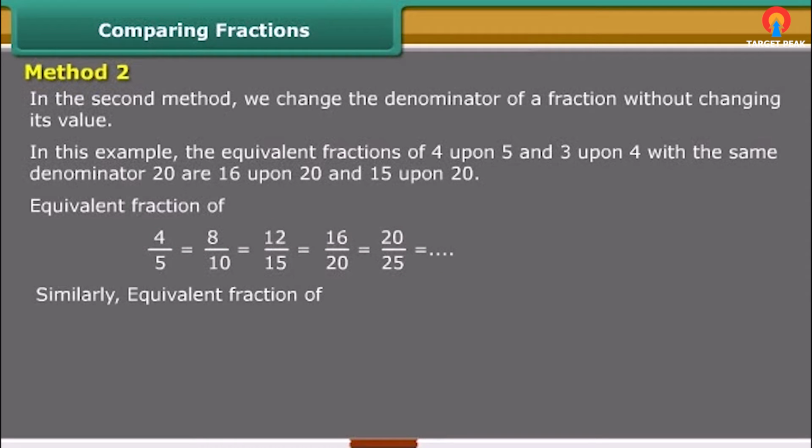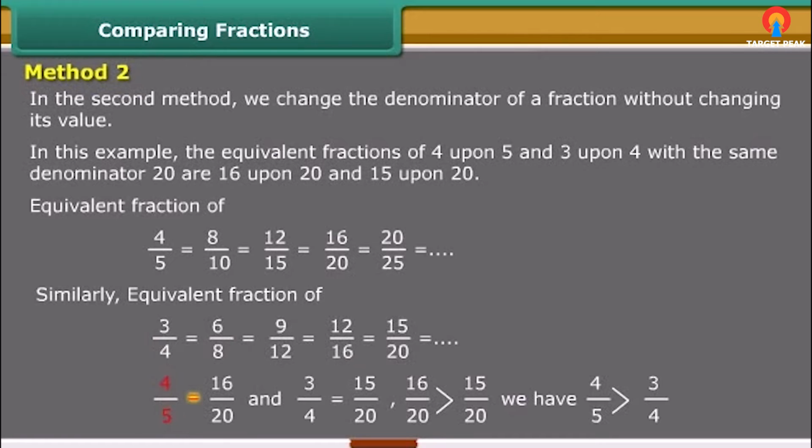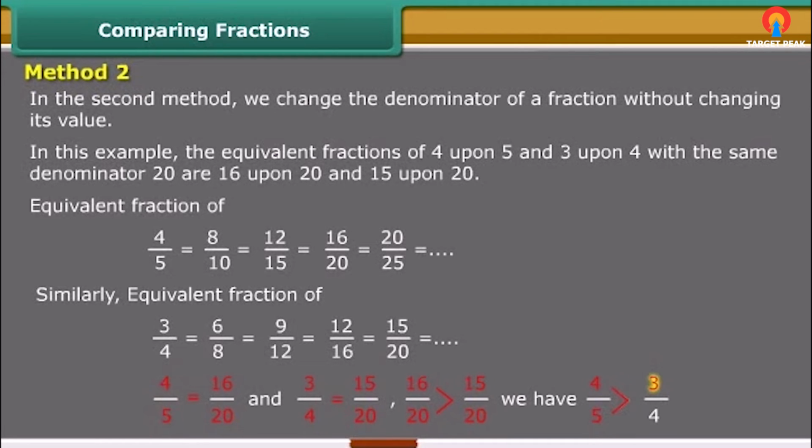Similarly, equivalent fractions of 3/4 are 6/8, 9/12, 12/16, 15/20, and so on. 4/5 is equal to 16/20, and 3/4 is equal to 15/20. 16/20 is greater than 15/20. We have 4/5, which is greater than 3/4.